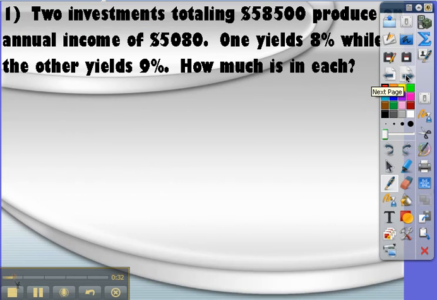If I have two investments totaling $58,500, they produce an annual income of $5,080. One yields 8%, the other yields 9%. How much did I put in each?